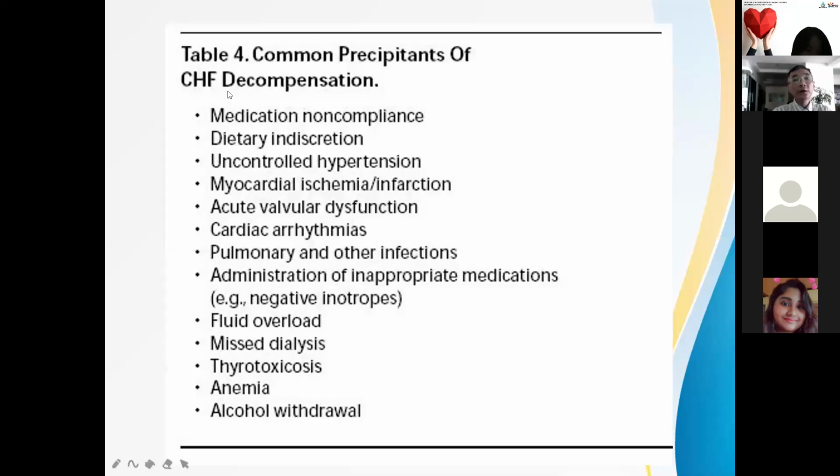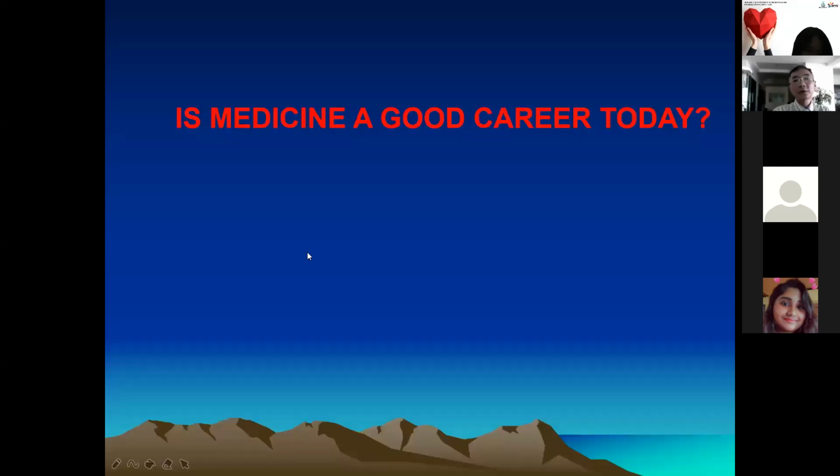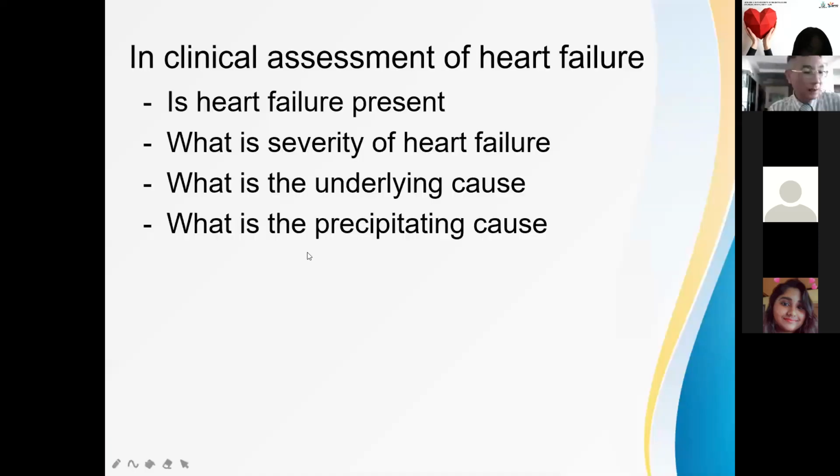And then, of course, what precipitates it? The precipitating cause. They don't take medicine, they eat too much, suddenly become hypertensive, they get a heart attack, active ischemia, some valve becomes infected, sudden arrhythmia, infection, very important. They take medicine that precipitates the heart failure, drink too much, don't do dialysis, and other things. So, underlying cause, precipitating cause. So remember, when you see a patient: is heart failure present? How severe is it? What is the underlying cause? What is the precipitating cause? With this, I end now and ask you for questions.